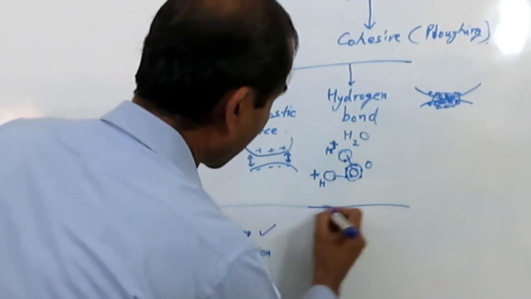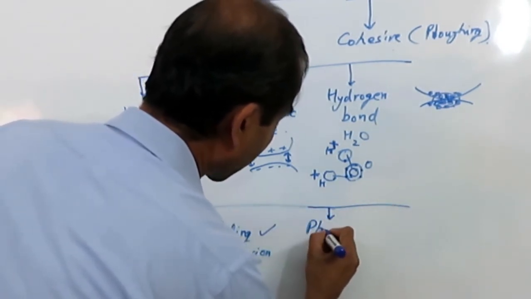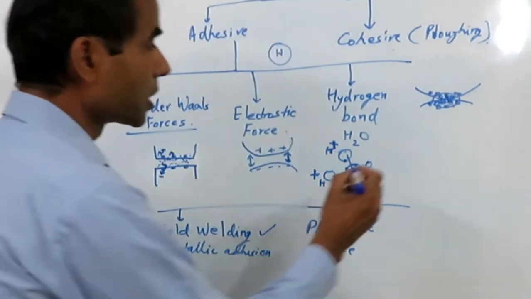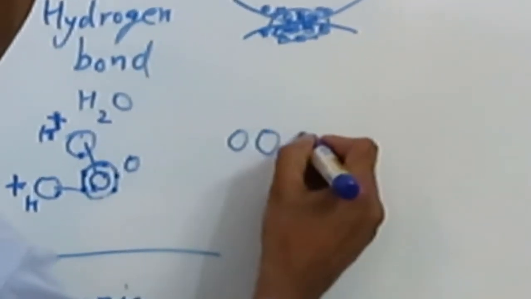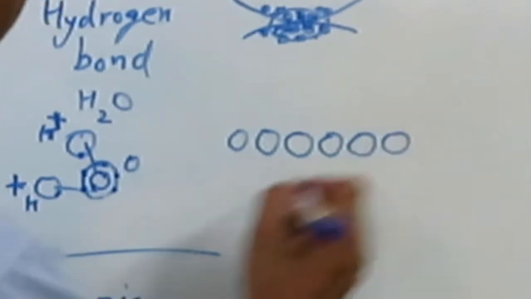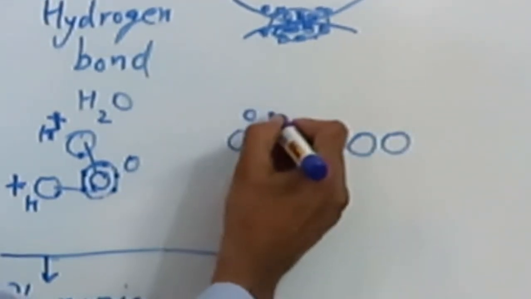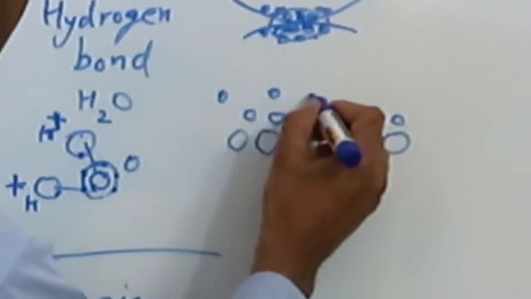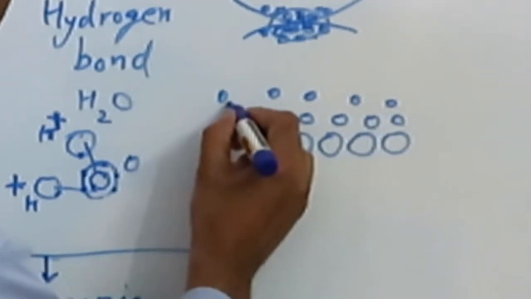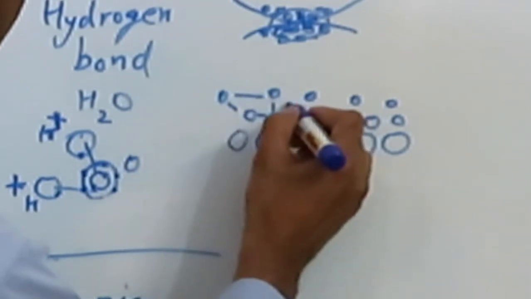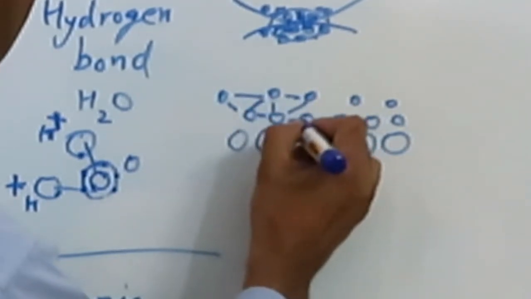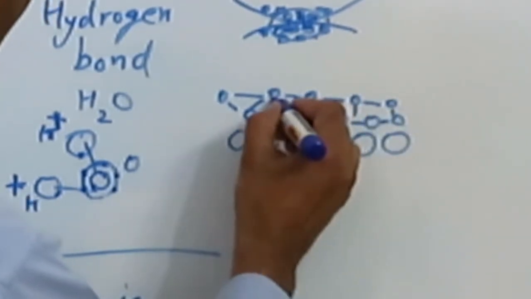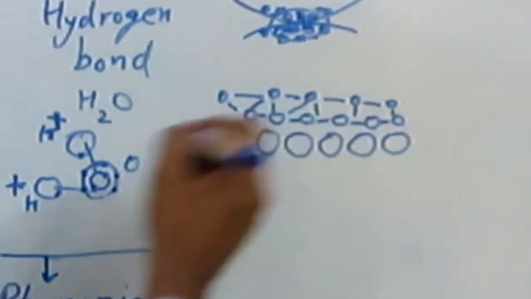Another type of adhesion is known as phononic. Phononic force happens because when two surfaces slide against each other, for example, one surface has these atoms and another surface also has these atoms. So if we consider two layers of atoms, they are interacting with each other. This atomic bond is acting like a spring. So this is like a spring here.